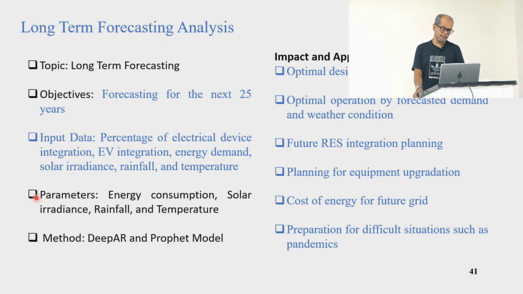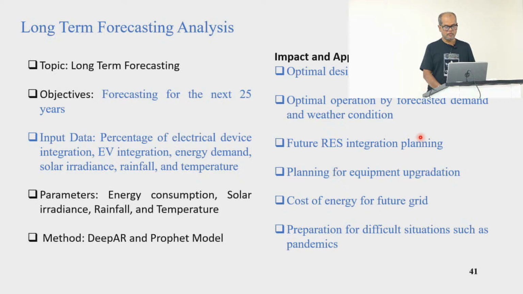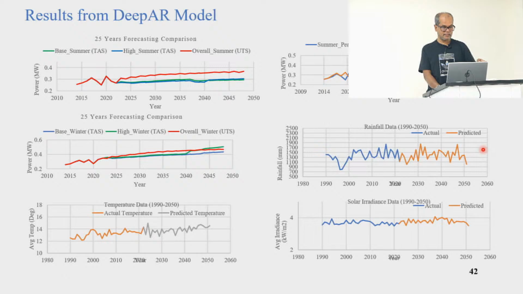Now there are many methods, but here I'm showing one deep learning based model and one statistical model, just to see how they perform. The forecasting technique has many applications, like planning the cost of future energy, preparing for any difficult situation like the pandemic that happened, and renewable energy integration planning. There are so many applications for forecasting. Even if you want to build a good energy management system, that also needs forecasting techniques.